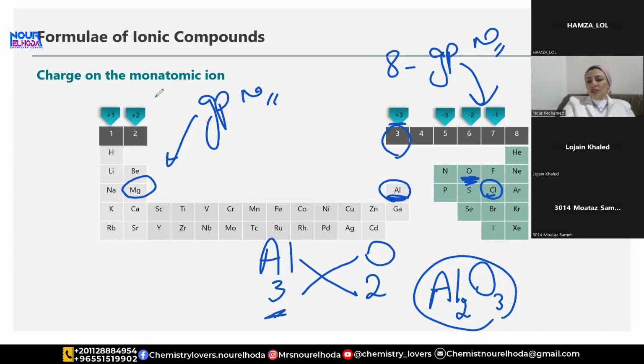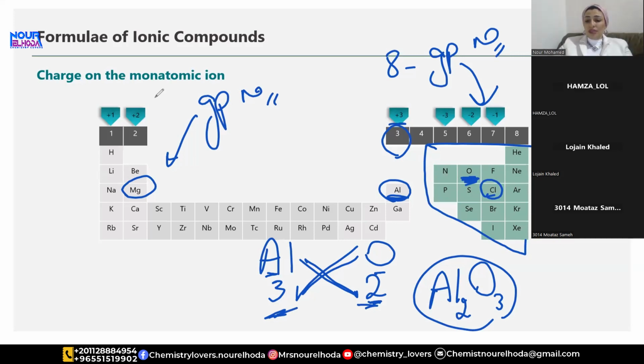Now oxygen is a non-metal. And we said all this area is what? All this area, they are non-metals. So since they are non-metals, I'm not going to put the same as the group number. I'm going to do 8 minus the group number. That's why I'm going to put 2. It's in group 6, so I'm going to put 2. Then you swap. So the aluminium is going to take the 2, while oxygen will take the 3. Okay, let's continue. Okay, Hamza, it's fine?